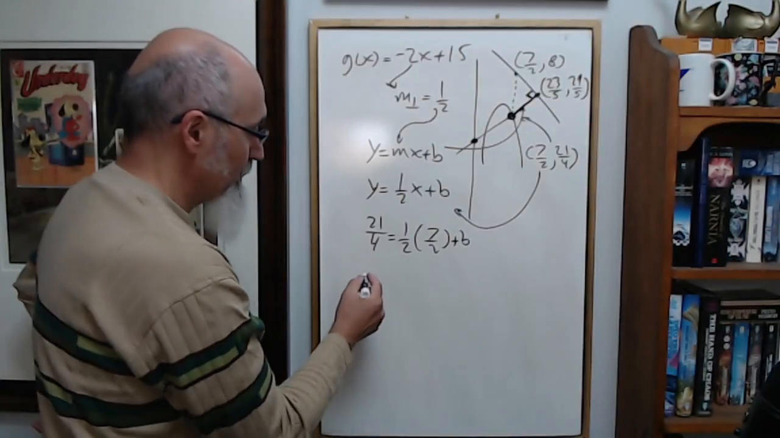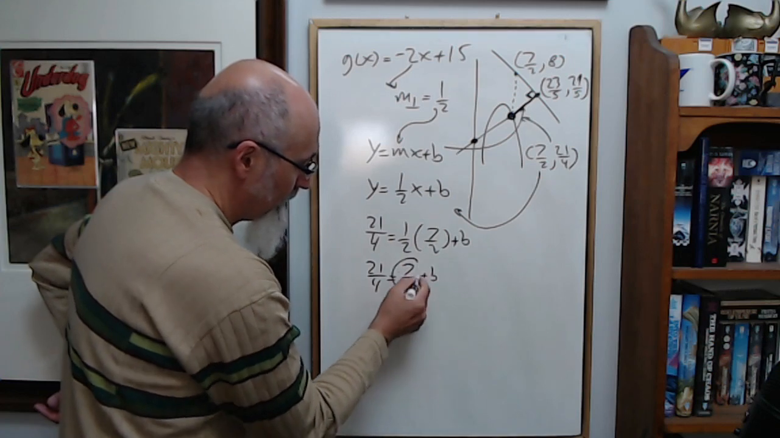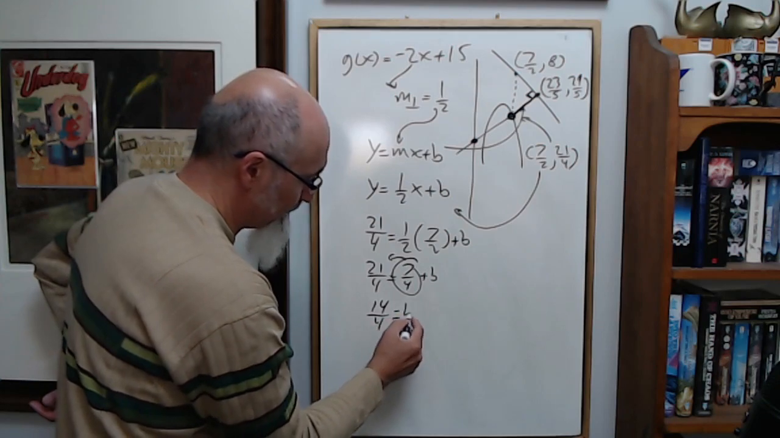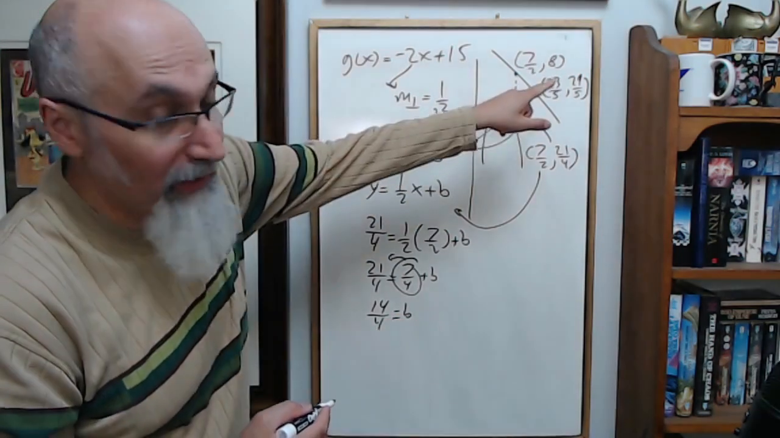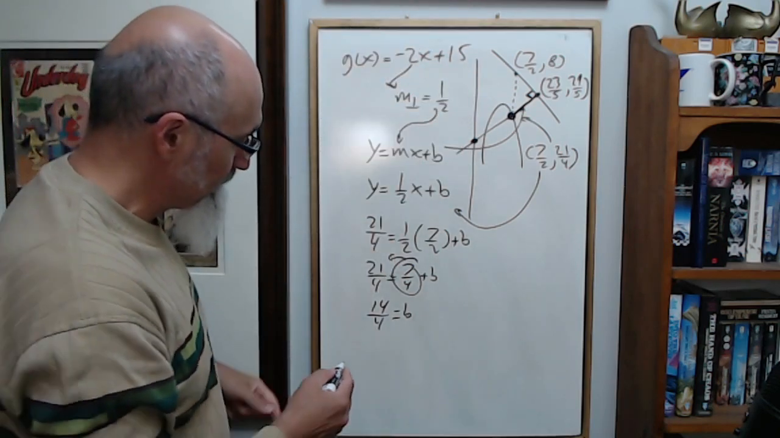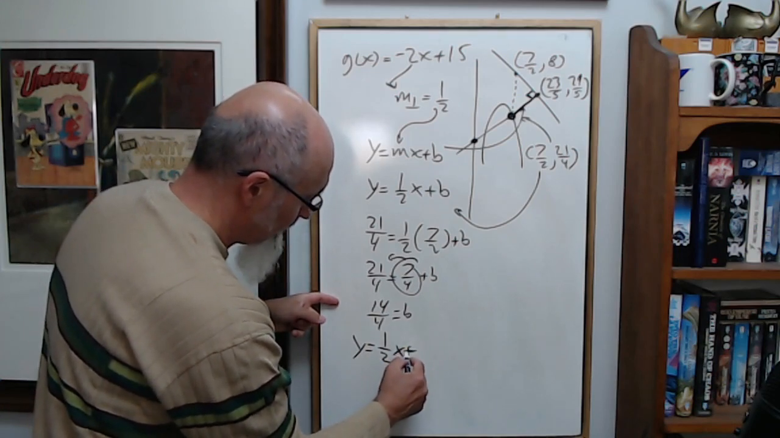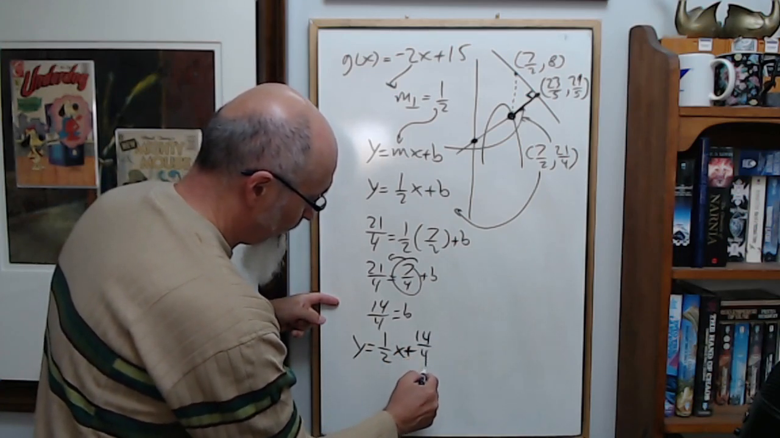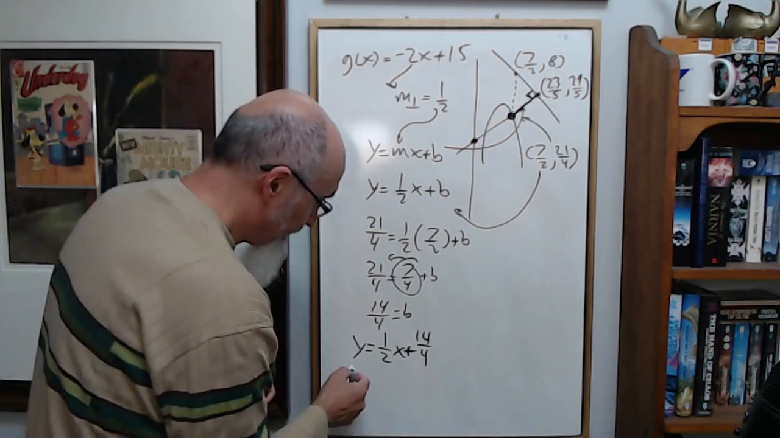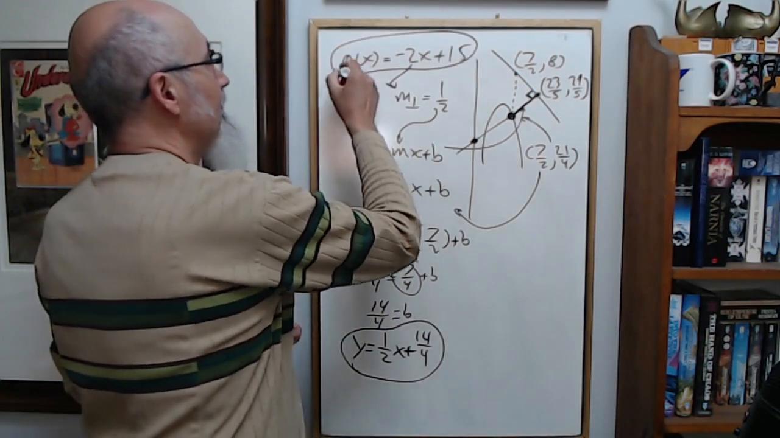Okay. So this becomes 21 over 4 plus 7 over 4 plus b. Bring the 7 over. So that's going to be 14 over 4 is b. So you just found the equation of the line, the perpendicular line to the other line, right? So y is equal to a half x plus 14 over 4.